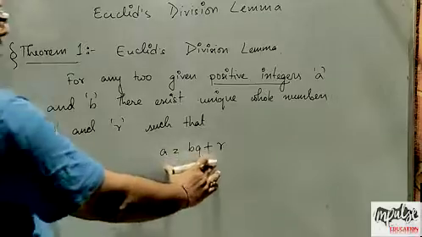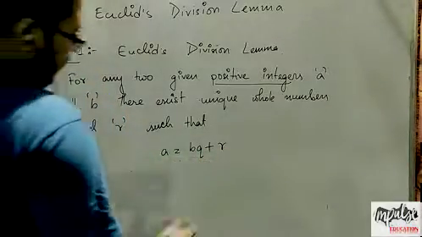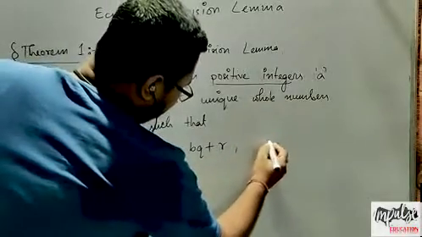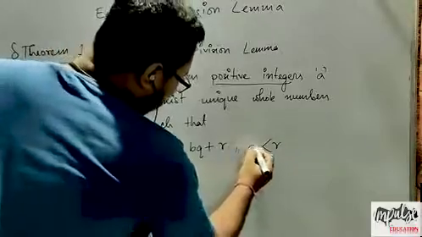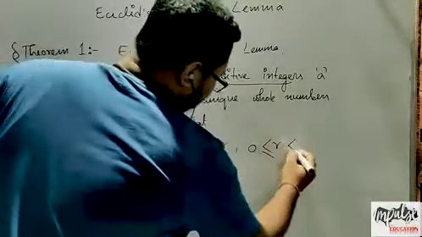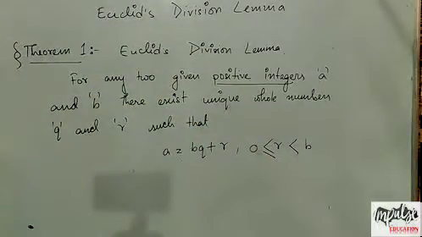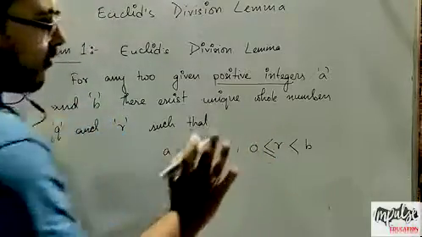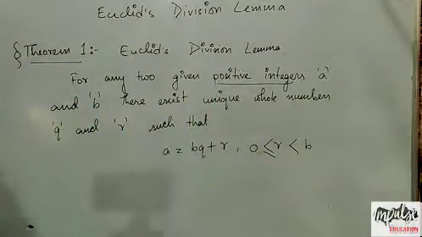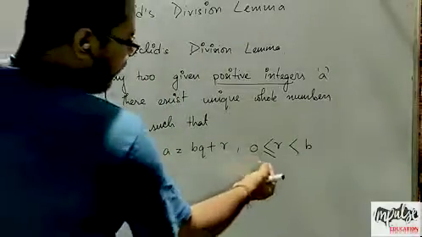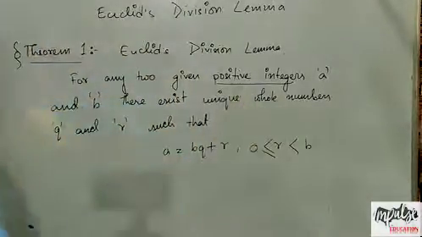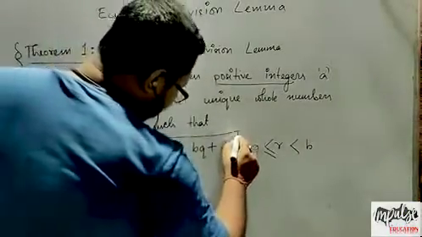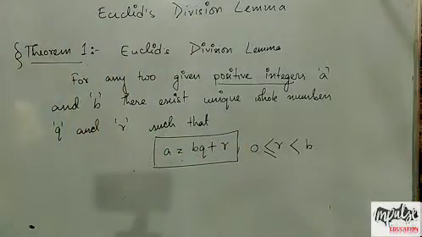I'll explain what this means. Where r must be greater than or equal to 0 and less than b. r must be greater than or equal to 0, that means it may be 0 or it can be greater than 0, but it must be less than b. Is it clear? So this is the mathematical statement of the Euclid's division lemma.